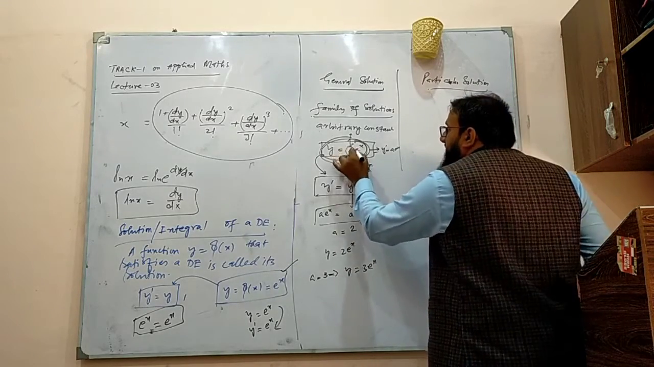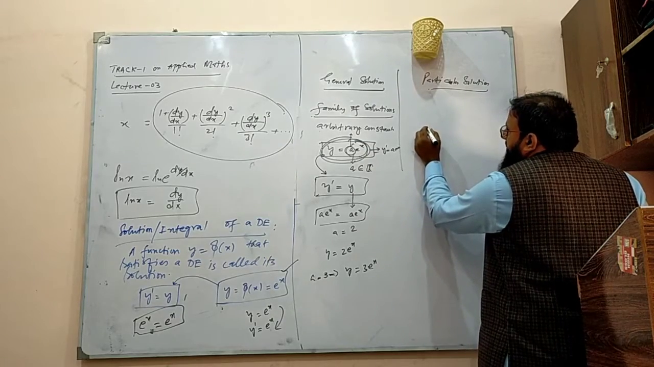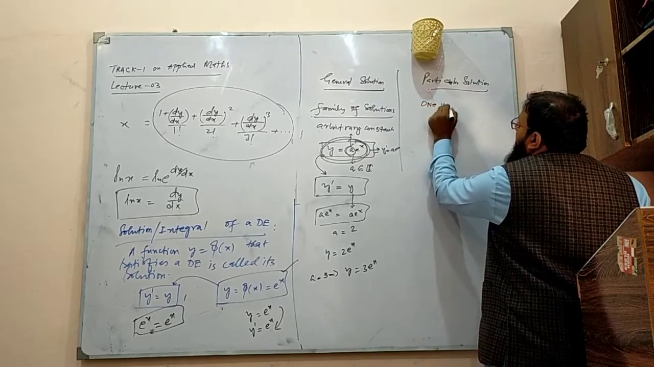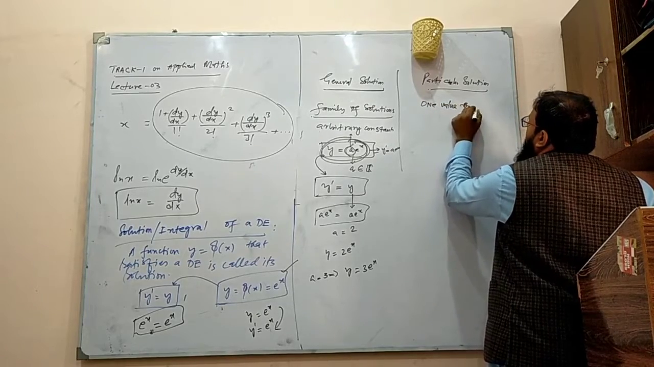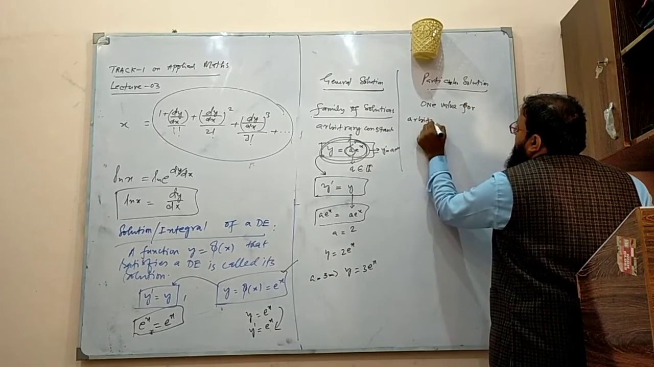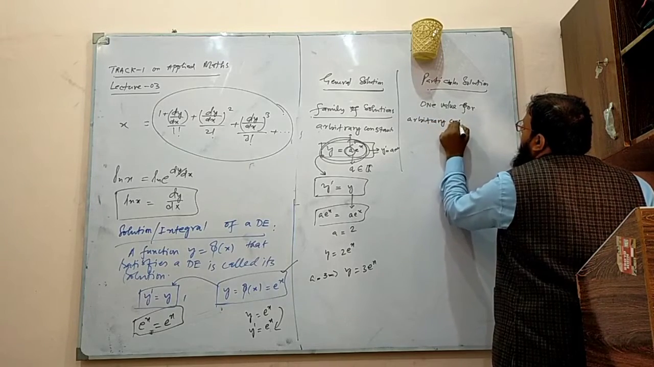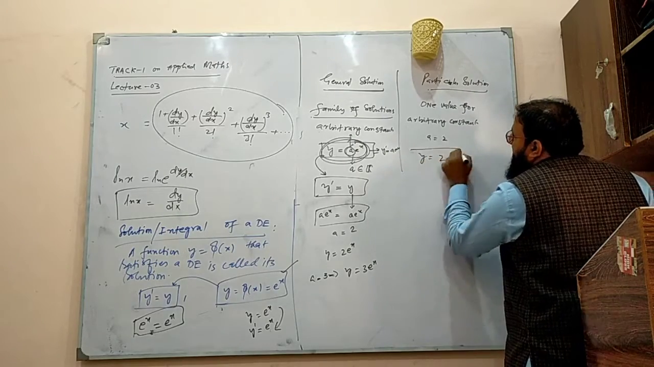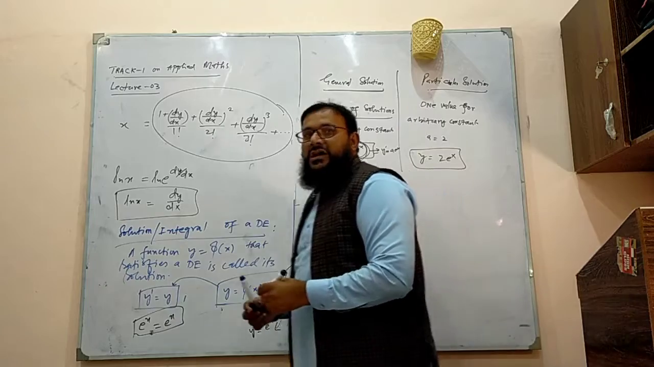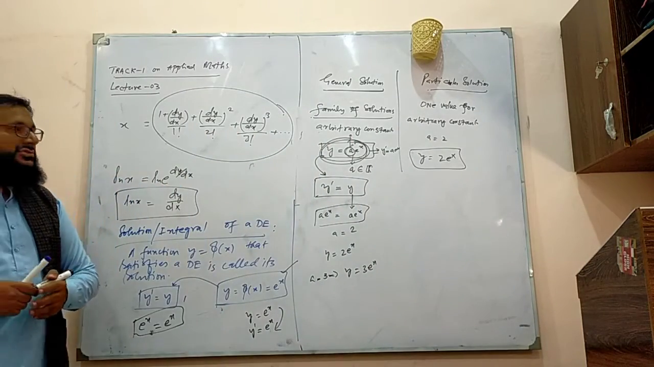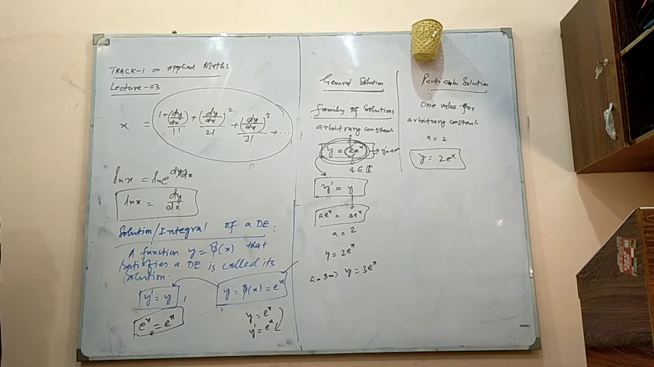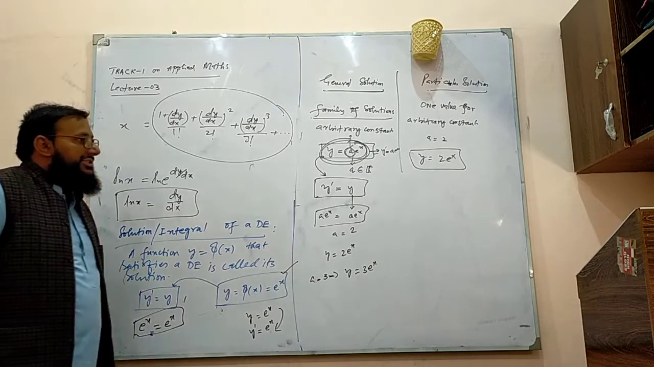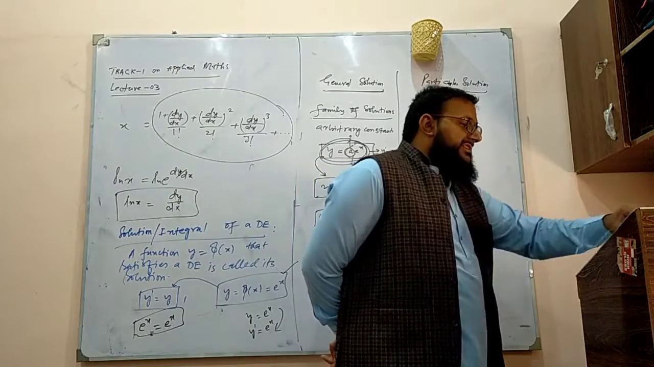And if you specify a particular value of a, it means one value for the arbitrary constant. Let's say we have fixed a equals 2. Then you get 2 e power x. This is a single solution. We call this a particular solution. So there are always two types of solution. One is called a general solution, which is basically a family of solutions. And another one is called a particular solution, which is a fixed solution for a fixed given value of the arbitrary constant.